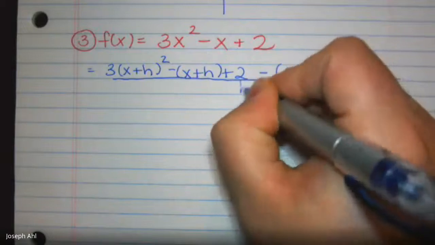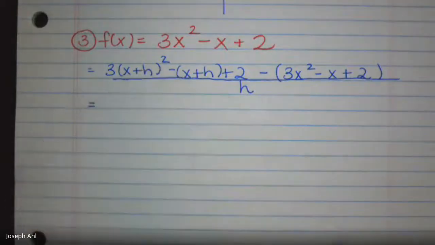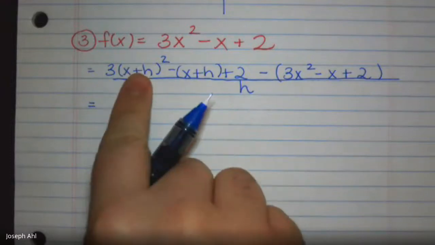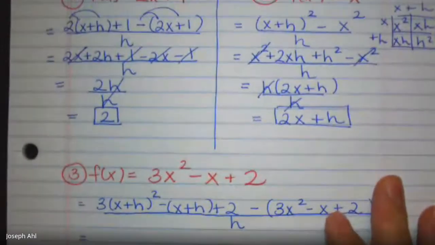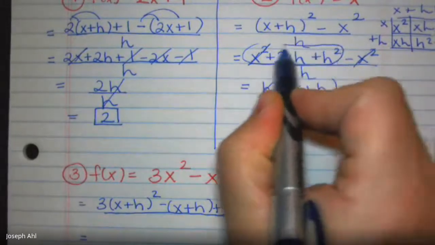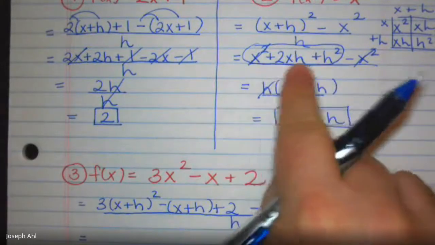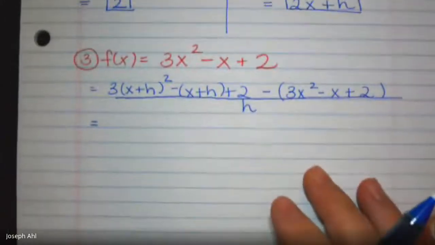Okay, and then that all goes over h. Now remember, (x plus h) squared we just did a second ago in the last question. (x plus h) squared, if I come up here, was all of this, right? x squared plus 2xh plus h squared.